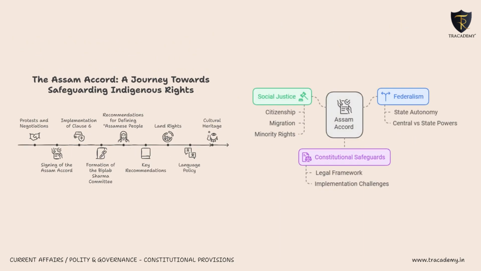With respect to UPSC preparation, it is crucial to understand how the Assam Accord fits within the larger context of Indian federalism, social justice, and the constitutional safeguards. It touches on key areas like citizenship, migration, and minority rights, which are all vital topics for the civil service examination.